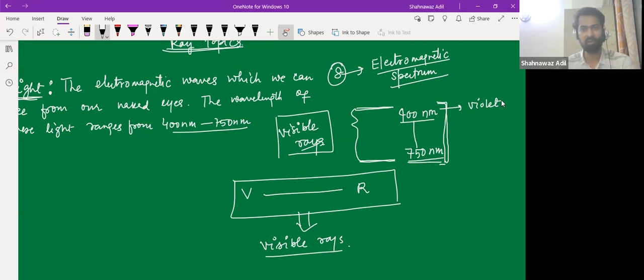When we talk about a prism, we can split these light rays into different color bands. And red has a greater wavelength, right?